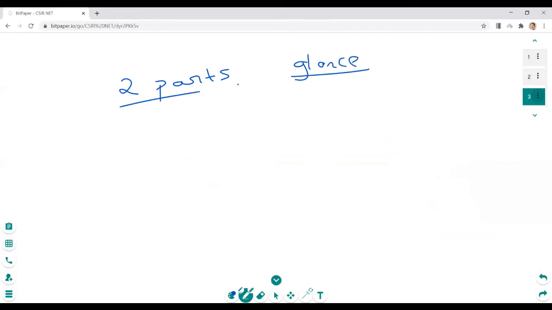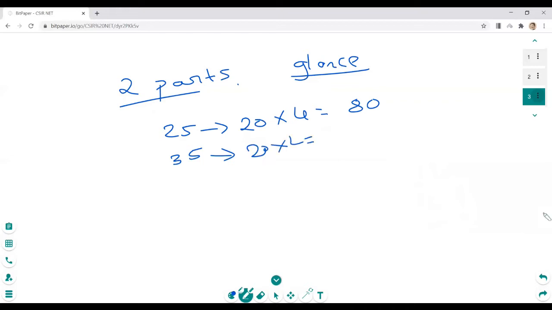So out of those 25 questions, if you get 20 right, 20 into 4, you will get 80 here. And in part B, you have to answer 35. If you get at least 20 here, 20 into 2, how much? 40. So you have 120. And I'm talking here about touching, meaning not just touching. You should be expert in answering. This should be perfect. Nothing should go wrong.